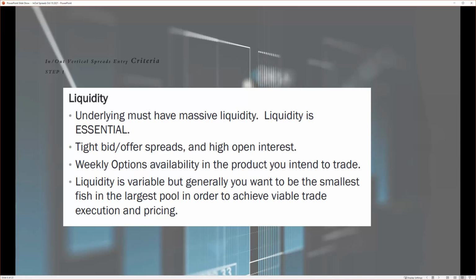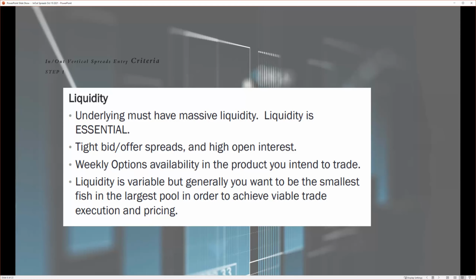So, going to the criteria, and this is very important. What do we have to look for in the type of underlying for these in and out trades, debit spreads? The underlying has to be massively liquid. Liquidity is essential. Why? Because you see the spreads when you're buying a naked call or put, and they can determine the success of your trade.